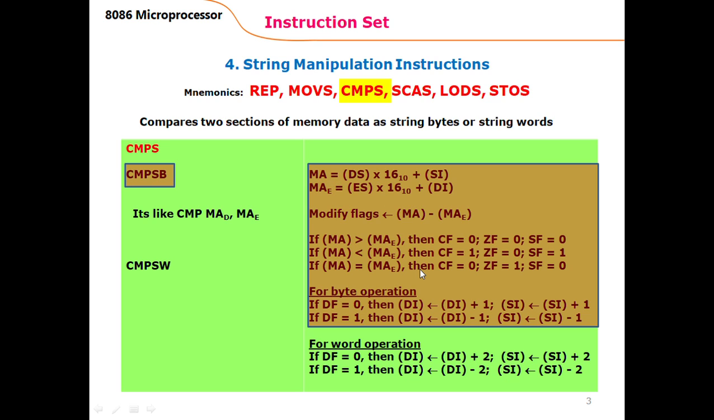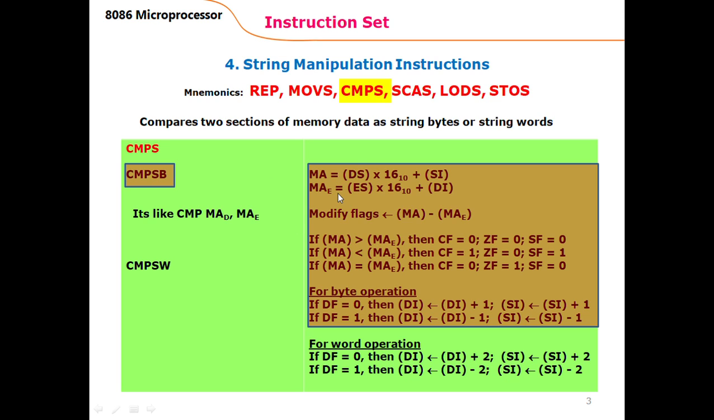Similarly, the destination operand is in the extra segment, so the extra segment register is used to calculate the starting address of the extra segment, and then DI is used to provide the offset address for the destination. So this would give us the physical address of the destination, which is in the extra segment. That E stands for extra segment.